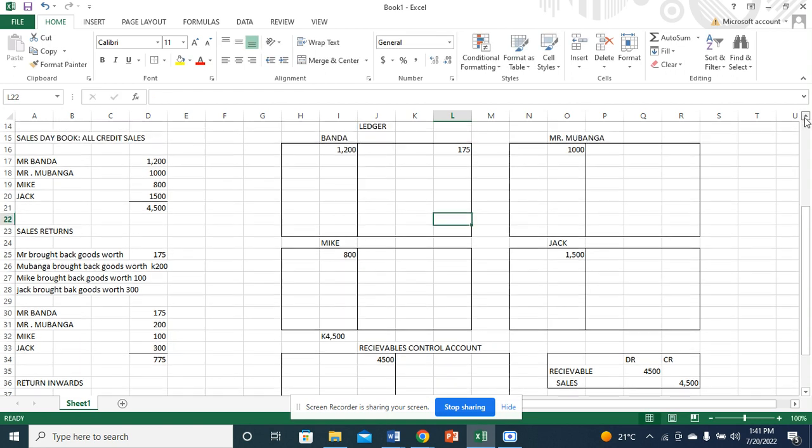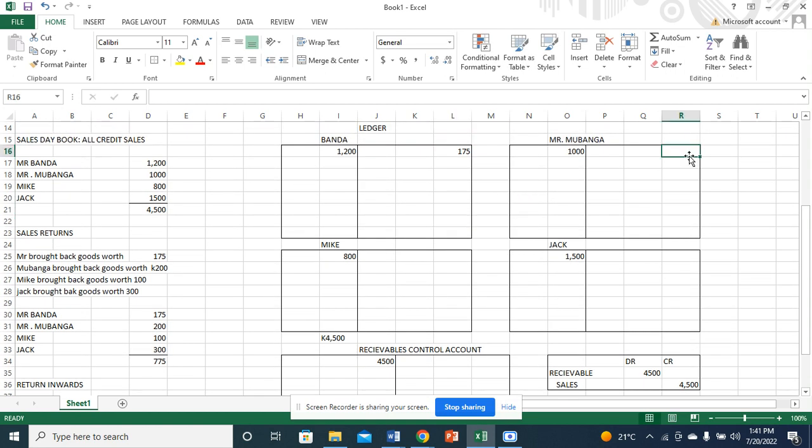Mr. Muvanga, 200. Mr. Mike, 100. Remember, our receivables are reducing. That's why we're crediting. And Jack, 300, right? Back 300.